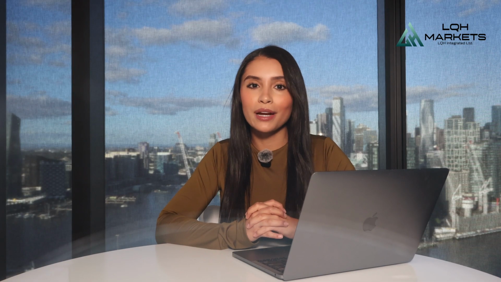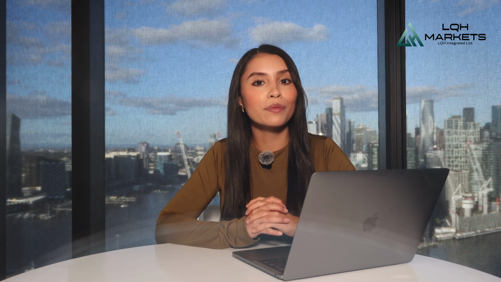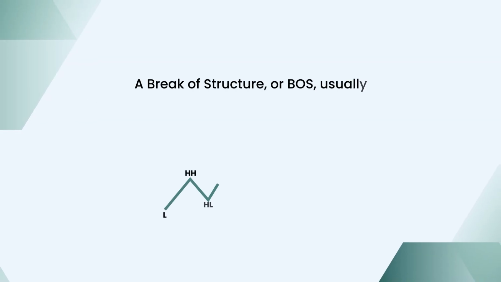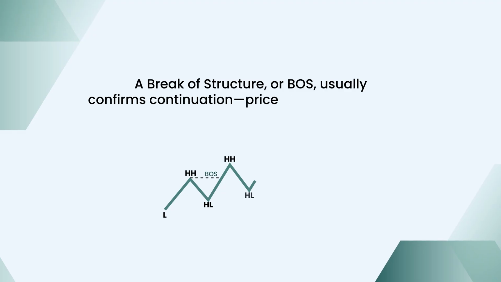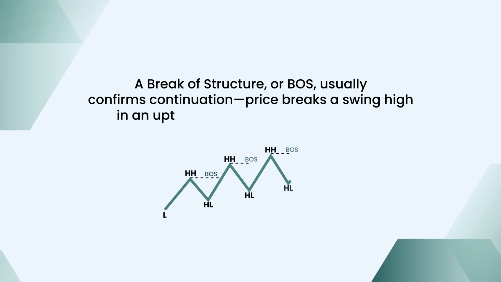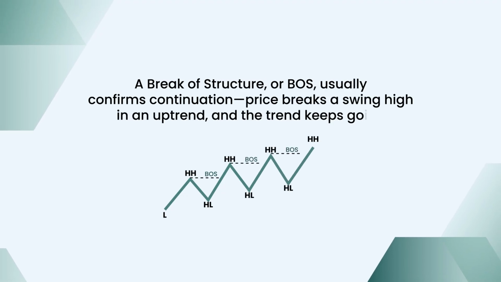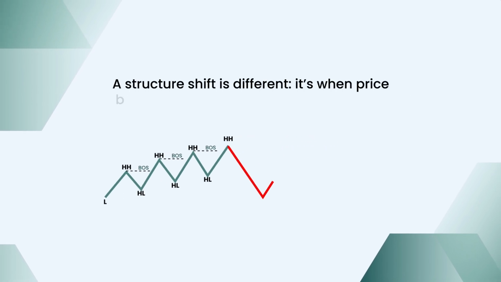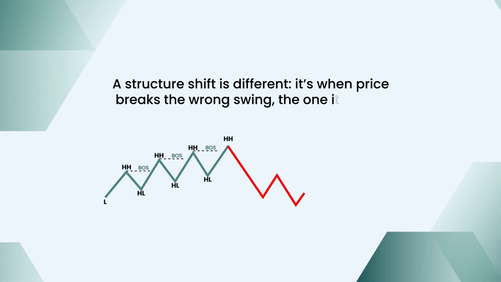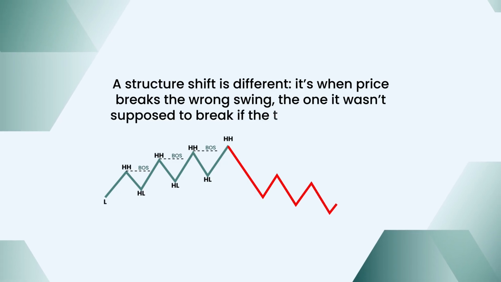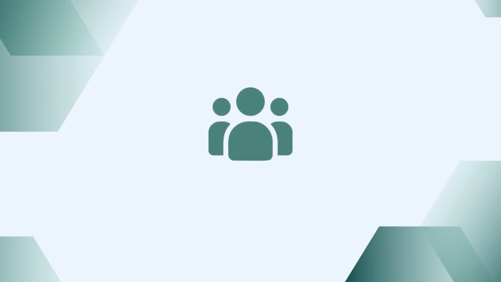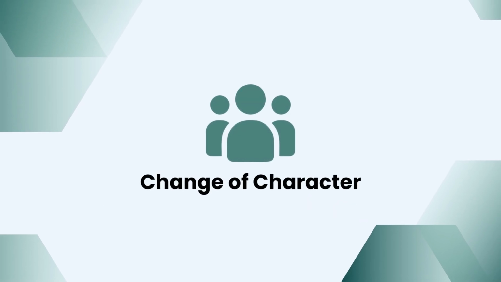Now let's separate structure shifts from the other concepts. A break of structure usually confirms continuation. Price breaks a swing high in an uptrend, and the trend keeps going. A structure shift is different. It's when price breaks the wrong swing, the one it wasn't supposed to break if the trend was healthy. That's why traders also call it a change of character.